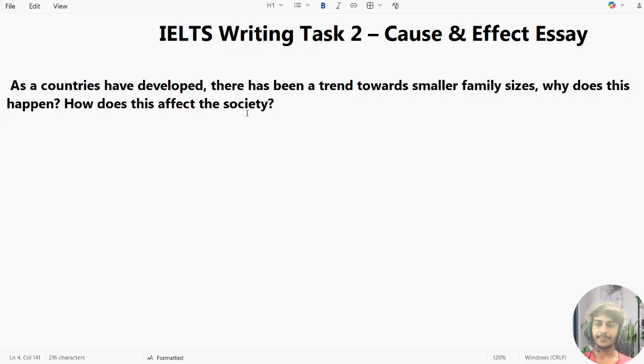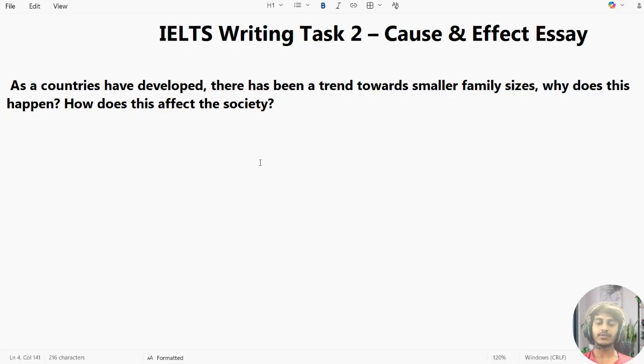As the countries have developed, there has been a trend towards smaller family sizes. Why does this happen? How does this affect the society? As a country has developed, there has been a trend towards smaller family sizes. Why does this happen? And how does this affect the society?